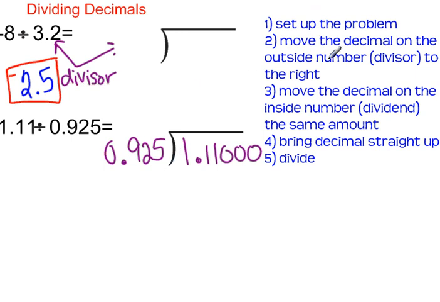Move the decimal on the outside all the way to the right. I'm going to use a different color to show that. I need to move 1, 2, 3 times. That means I need to move the same amount on the inside. I need to move 3 times here. 1, 2, 3. And again, this is a little messy for my taste. I'm going to rewrite this problem completely.